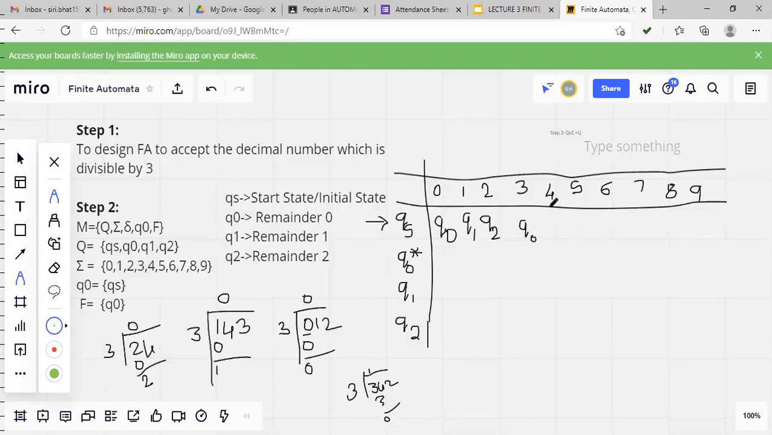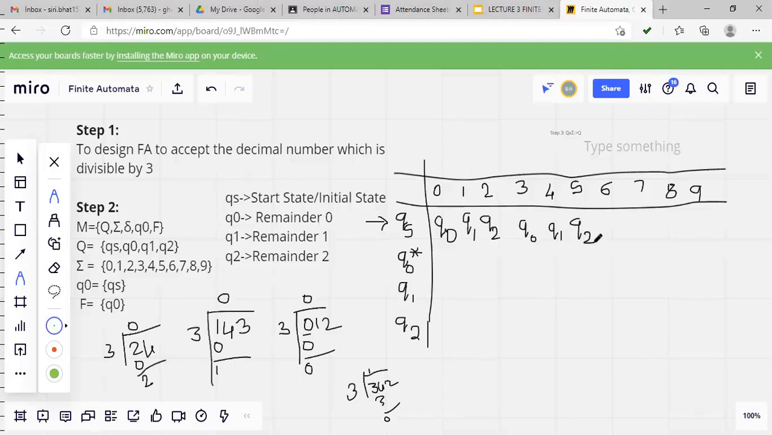Okay. So tell me now, QS on 4. What is the remainder? What should I write? Q1. Very good. So it is Q1. Similarly, 5. It is Q2, right?